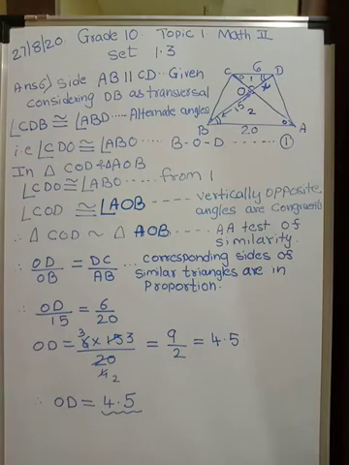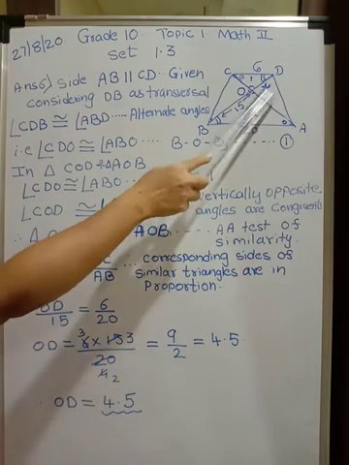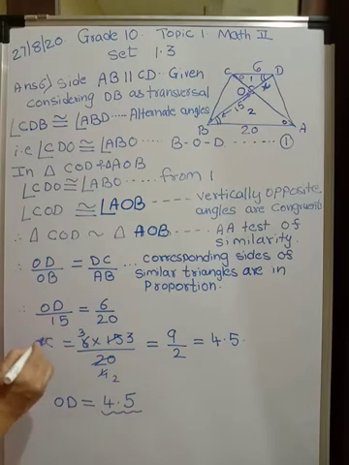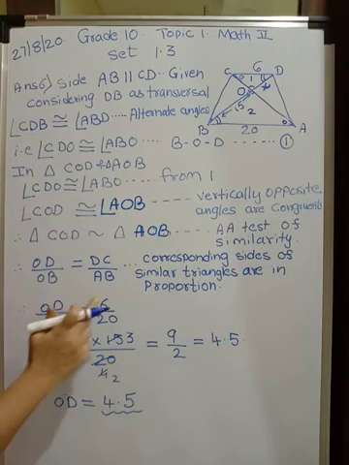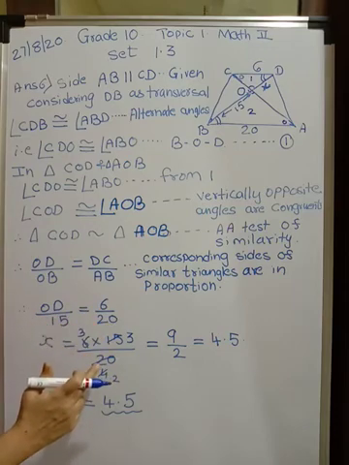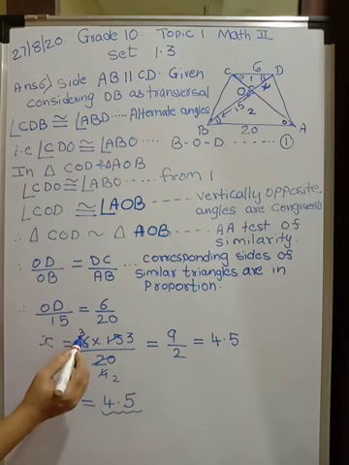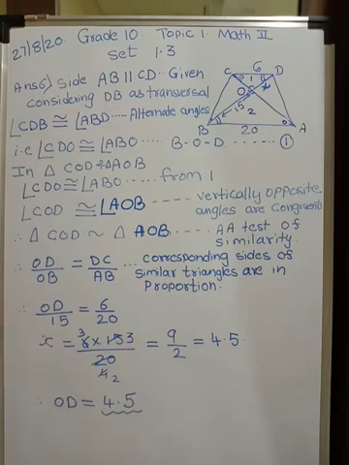Now just substitute the values. OD is x, which we have to find out. So OD upon 15 is 6 upon 20. I will write x over here because we have mentioned that in the figure. So x is equal to 15 into 6 upon 20, just cross multiply. 5 threes are 15, 5 fours are 20, 2 twos are 4, and 2 threes are 6. So we have 9 upon 2, which is equal to 4.5. I hope it was easy.